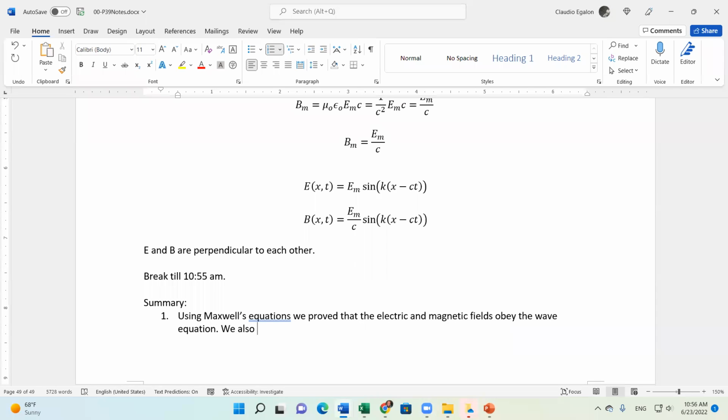We also proved that E and B are perpendicular to each other in vacuum. Okay. Then what we did next, we wrote E and B in terms of a plane wave.